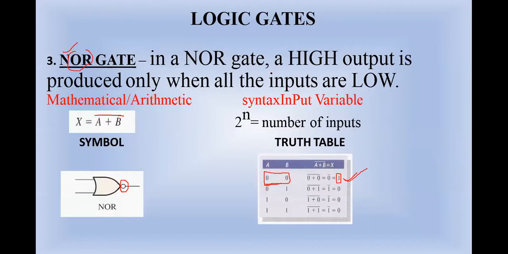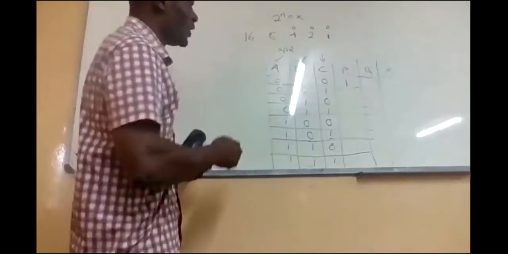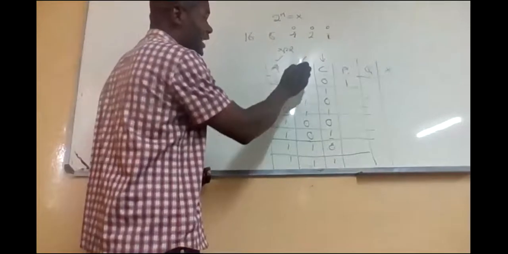According to this, as long as it's a NOR gate, it gives you a 1 when both of the inputs are zeros. So that's what we have here. A and B are going into the NOR gate, and we are going to do exactly that.